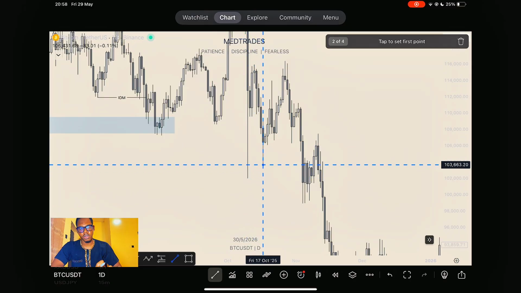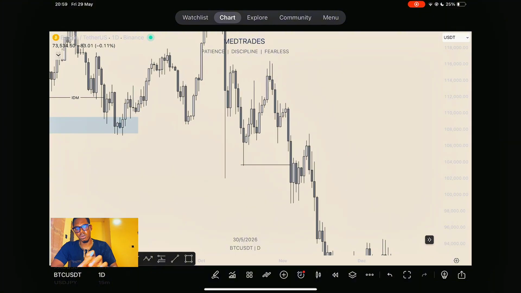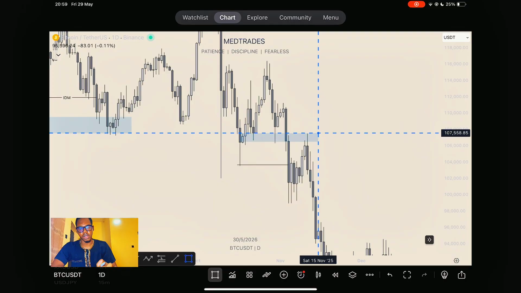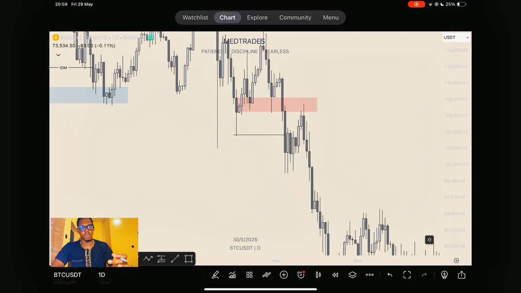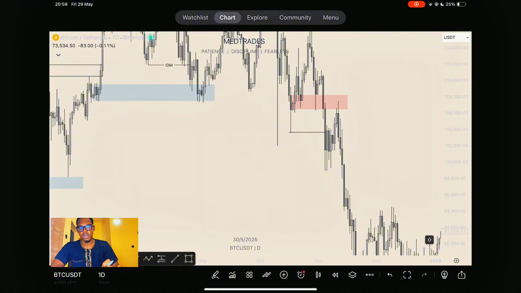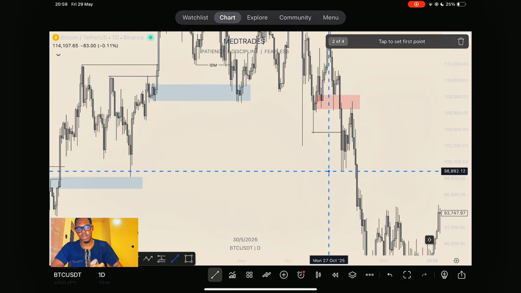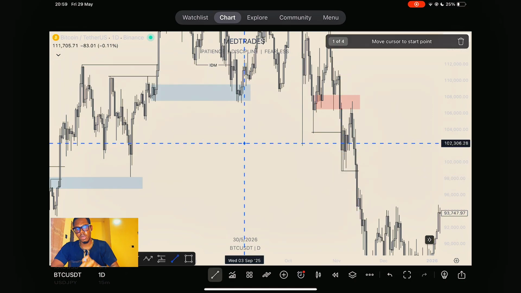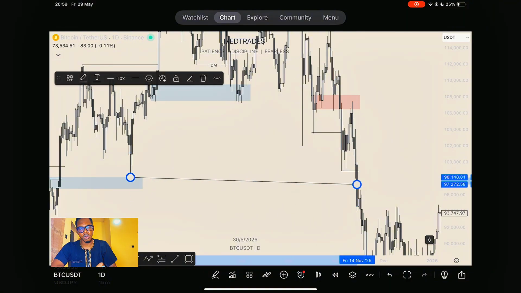BTC came here and took out this low right here, and when it took out this low, it reacted off from the breaker. As you can see, the way I explained it, it reacted off from the breaker and started to sell. The same thing happened here. Price came here, took out this low, and came here again and took out this low here. That is known as a double breakout structure.